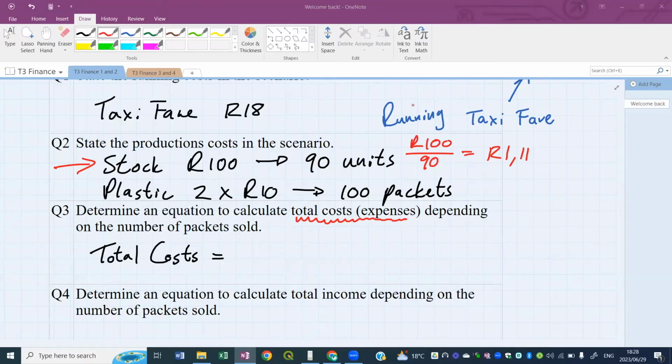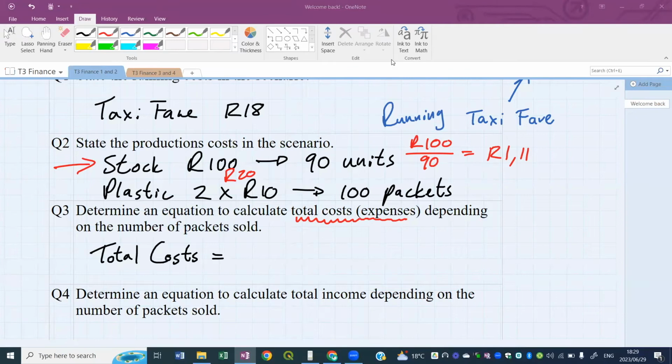So we now have a price for 1 unit of cupcakes. It costs 100 Rand for enough to make 90 units. How much does it cost for one? It costs 1 Rand and 11 cents. Now, Emmanuel, I've got here 2 times 10 Rand, so I've got 20 Rand for 100 packets. So how much for 1 packet? How do I work that out? It's 20 Rand for 100 packets. How do I work out how much it costs for 1 packet?